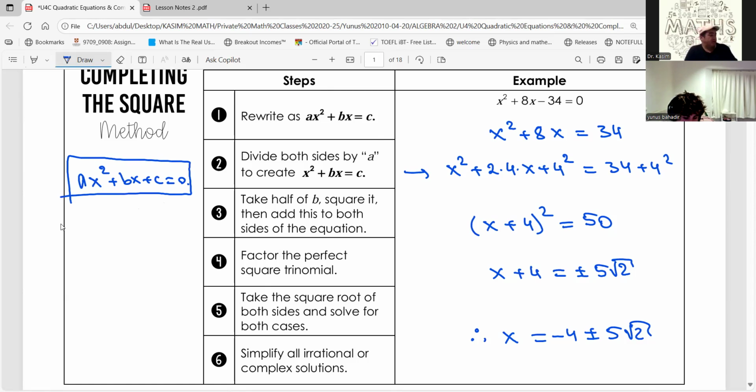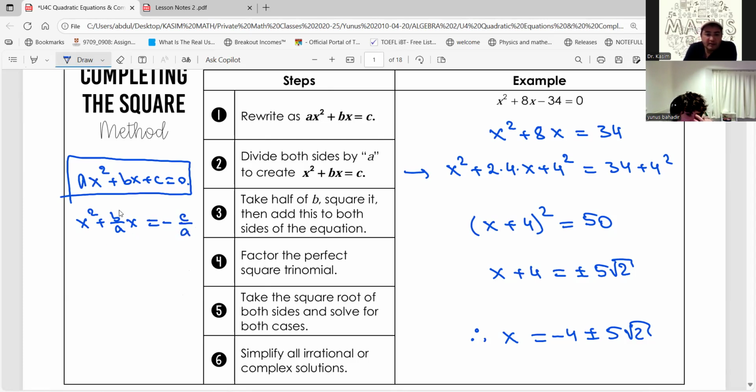Do you have any questions? What do you want me to do with the equation there? Solve it for x. The first step is I need x squared, so you have to divide both sides by a. So I have x squared plus b over a x, and on the right-hand side, minus c over a.